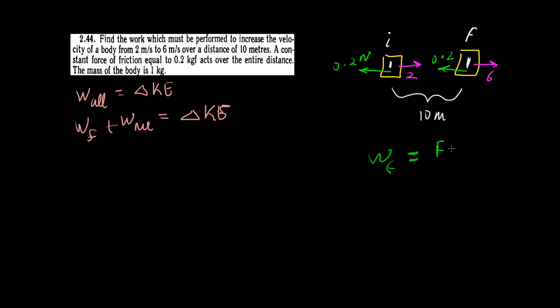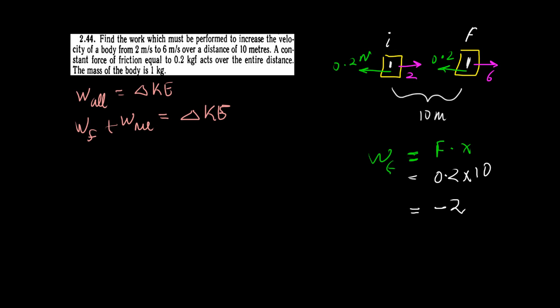So I'll just use what we derived just now. Work done by all forces is the change in kinetic energy. So what forces are acting here? There is a work done by friction, and there is a work done by me, which together equal the change in kinetic energy. Work done by friction will be the force of friction times the distance, which is 0.2 times 10, and so this is -2.